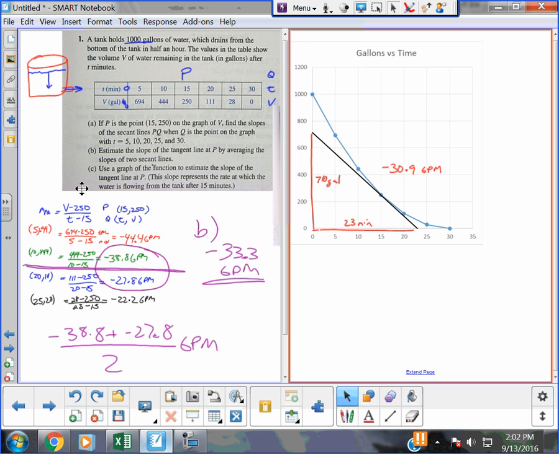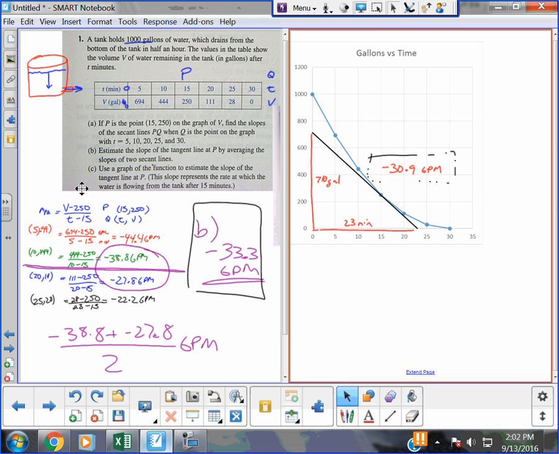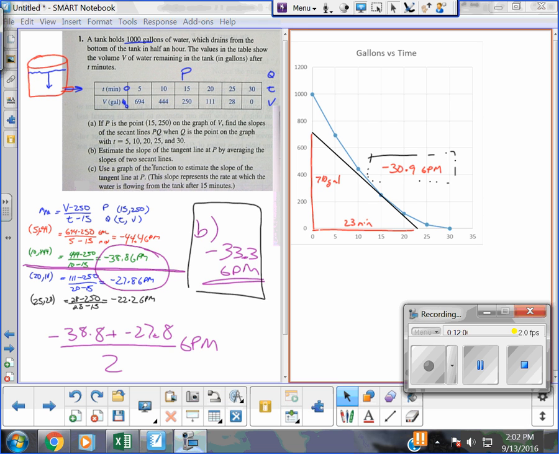But again, this is calculus. And what we have to do eventually is get away from doing secant lines and get to doing tangent lines. Rate of change. We are figuring out how fast the change of water and the volume is happening.